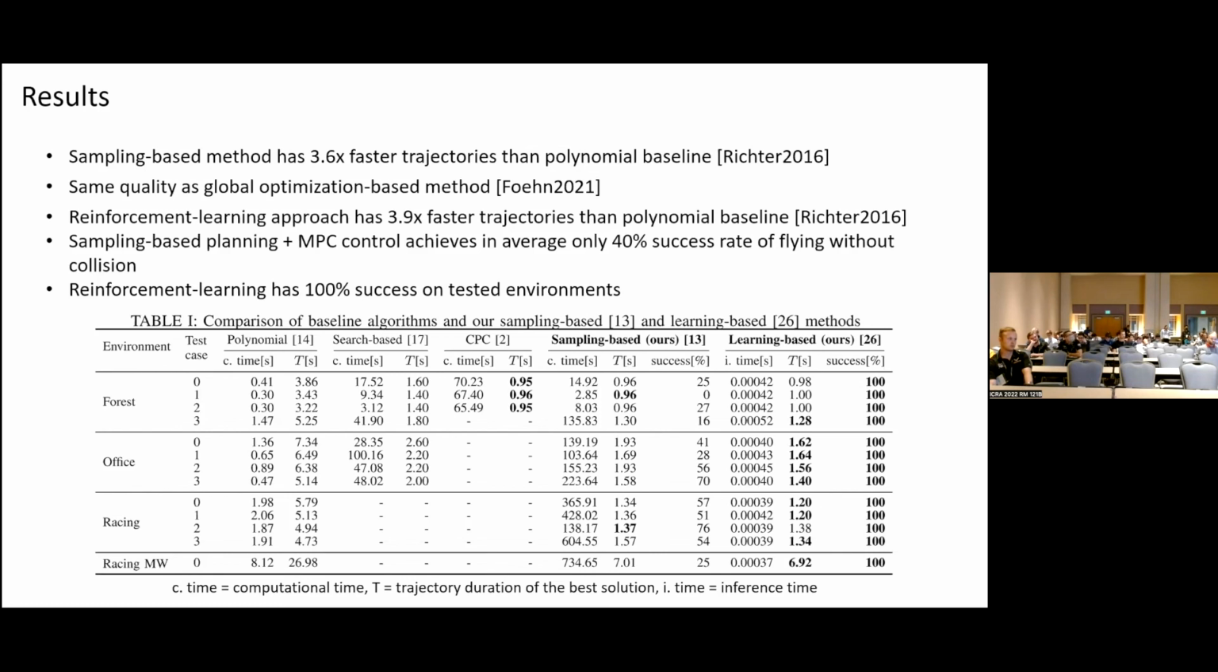But the problem is that the MPC is obstacle blind. So if it cuts the corners in order to increase the speed or to keep track of the plan, it can collide. We show that in these scenarios, we achieved only 40% success rate of flying without collision, while the RL learns where the possible collisions are. And even though it deviates from the optimal policy, it can still avoid the collision. In these scenarios, it achieved 100% success rate.